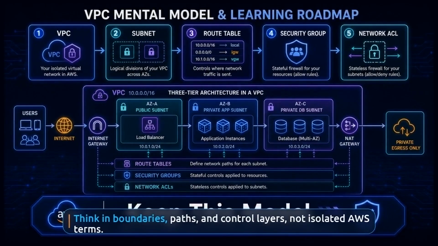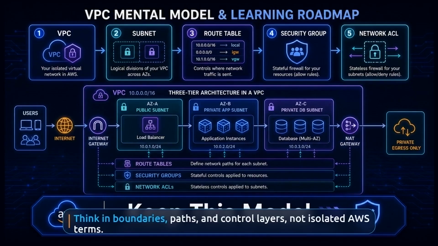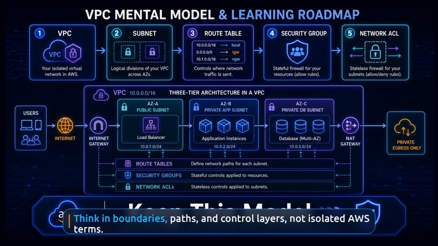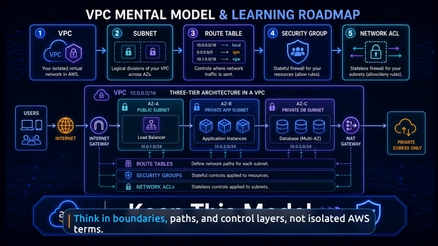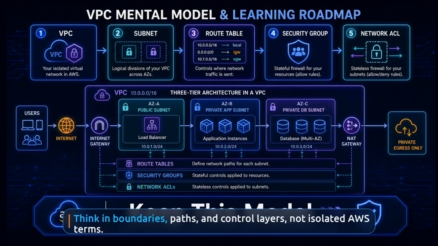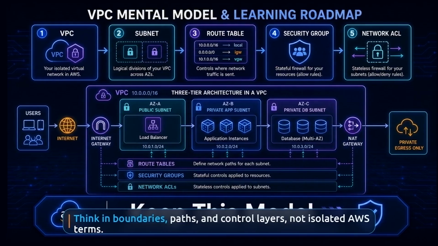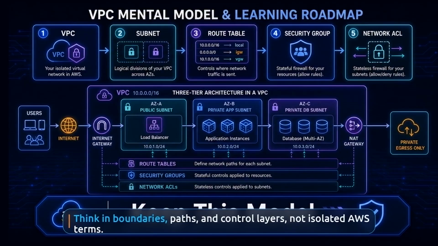Here is the mental model I want you to keep for the entire tutorial. VPC equals your private data center in AWS. Subnet equals a smaller network zone inside that VPC. Route table equals the set of traffic direction rules that decide where packets should go next. Security group equals a firewall around the resource. Network ACL equals a firewall around the subnet boundary. That model is simple, but it is strong enough to carry real production decisions.